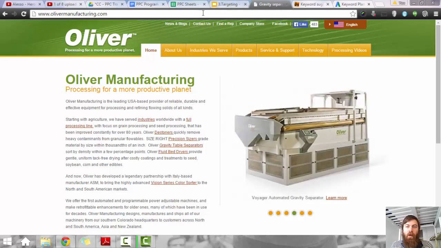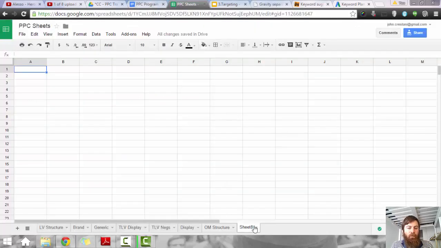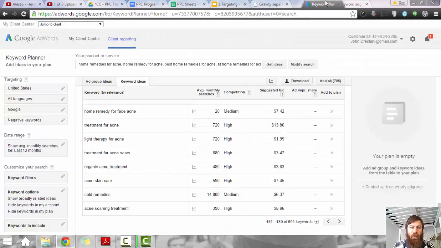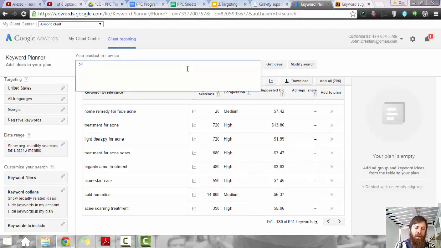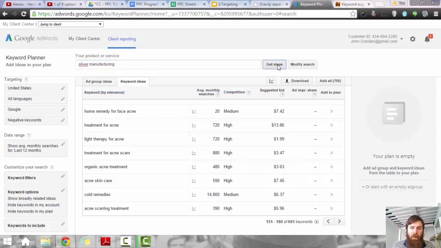So targeting, first we always want to start off with our brand campaign. Oliver Manufacturing brand, and we're just going to do campaign, ad group, keyword, type. And as normal, we're going to go to the keyword planner and type in Oliver Manufacturing. Let's get some ideas.